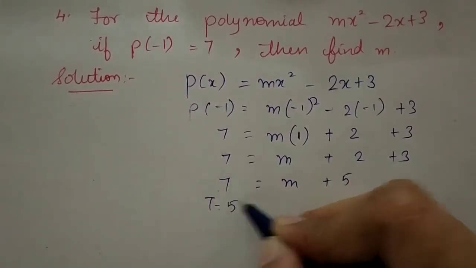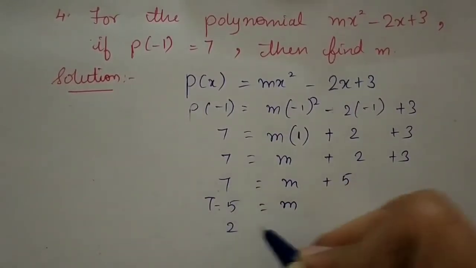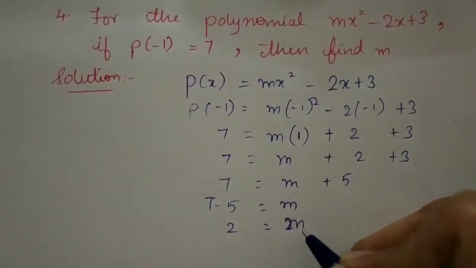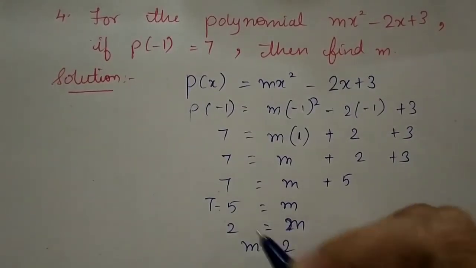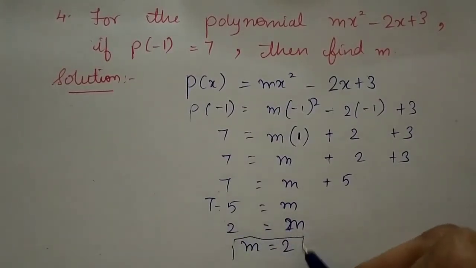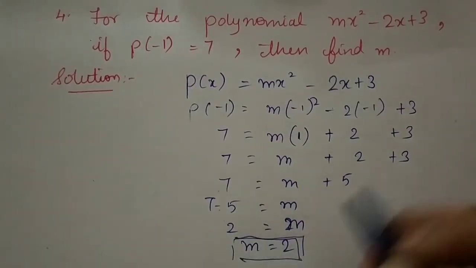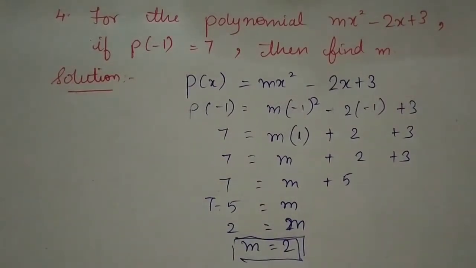So 7 minus 5 is equal to m. 7 minus 5 is 2. 2 is equal to m. So m is equal to 2. This is our final answer. Okay, let us proceed further.